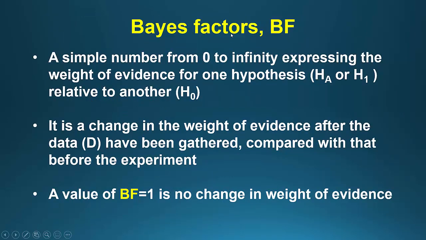So a Bayes factor is a simple number that runs from 0 to infinity, expressing the weight of evidence for one hypothesis, which is usually known as HA or H1, relative to another, usually known as H0, usually a less interesting hypothesis. So we're comparing two hypotheses. And a Bayes factor is actually a change. It's a change in the weight of evidence after the data had been gathered compared with that before the experiment for those two hypotheses. And so a Bayes factor of 1 reflects no change in the weight of evidence.